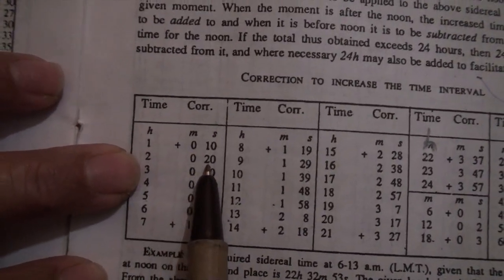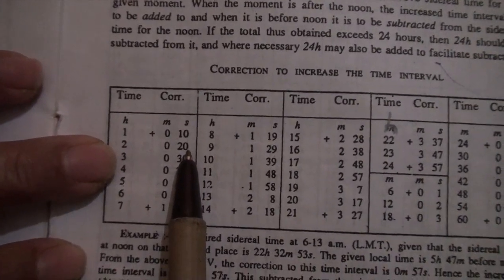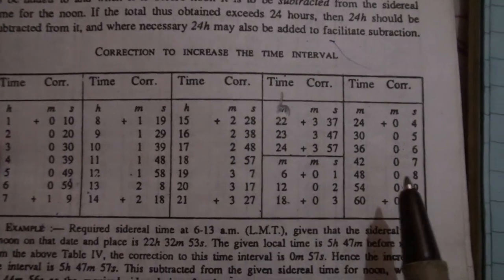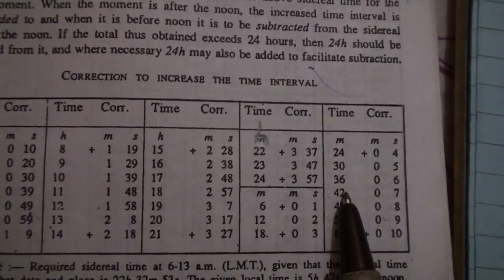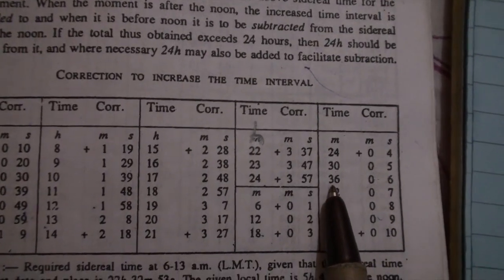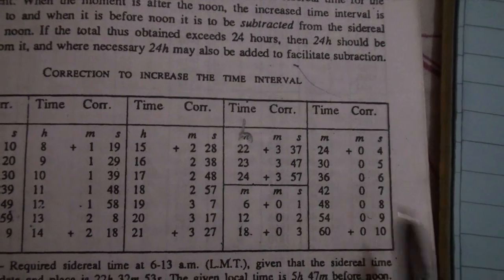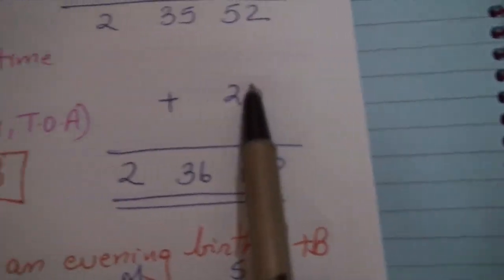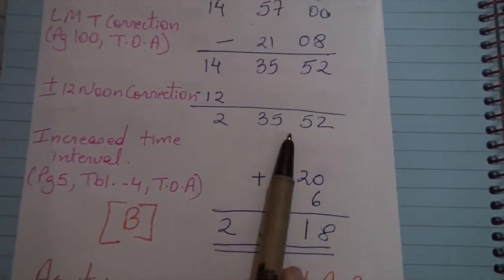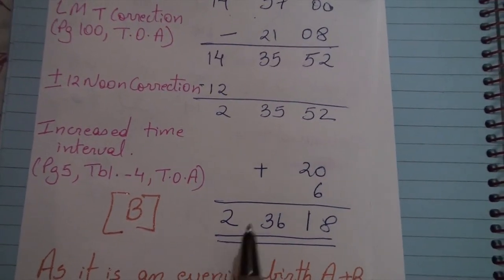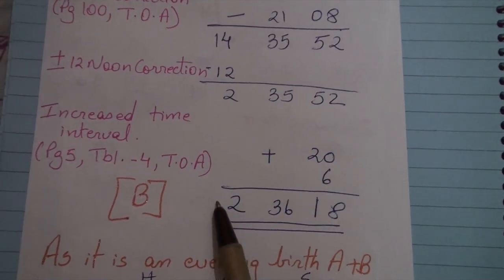2 hours correction is 20 seconds, and then 35 minutes. So minutes are given over here, but 35 minutes is not given. We'll have to take the figure which is close to 35. So 36 is more close, and the correction is plus 6 seconds. So over here we add 20 seconds for 2 hours and 6 seconds for 35 minutes. As both of them are plus, we'll add these values to the above figure, and then we get the value B.